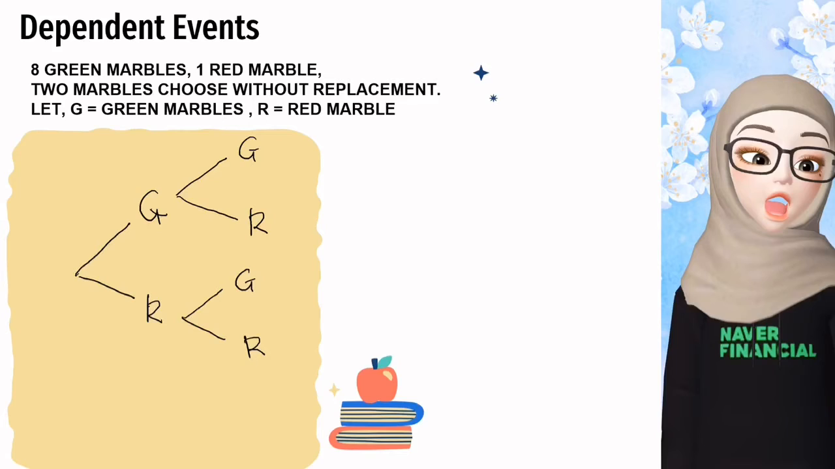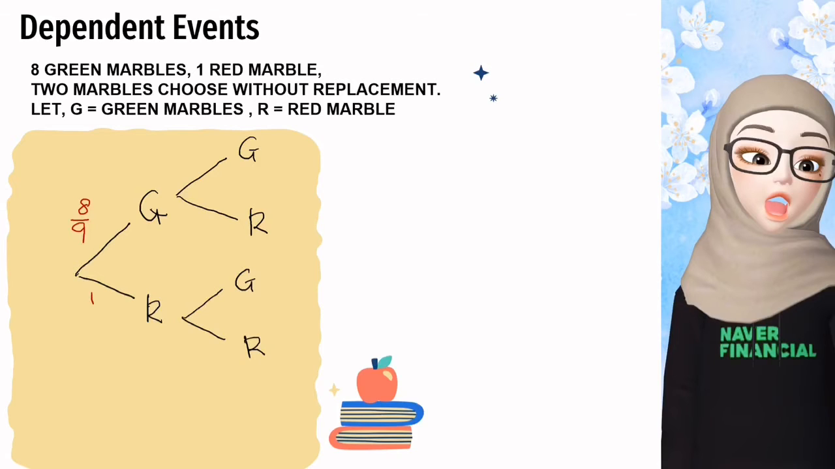Alright, so now what is the probability of selecting a green marble? So we want to find out the probability here. The total marbles are 9, 8 green marbles and 1 red marble. So the probability is 8 over 9. And the probability for a red marble on the first try, we just have 1 over 9.